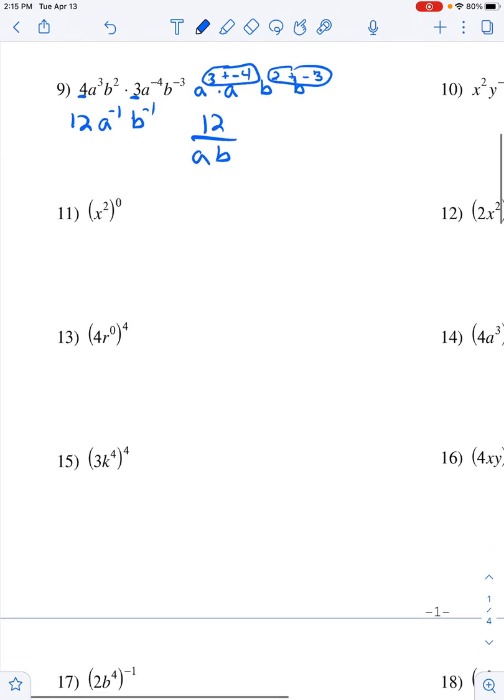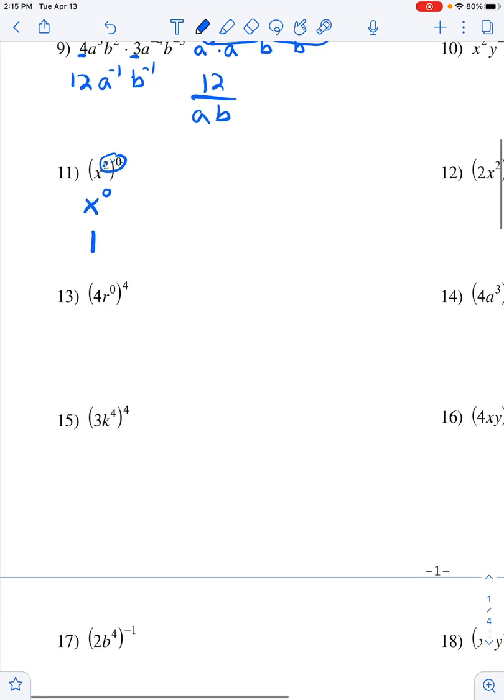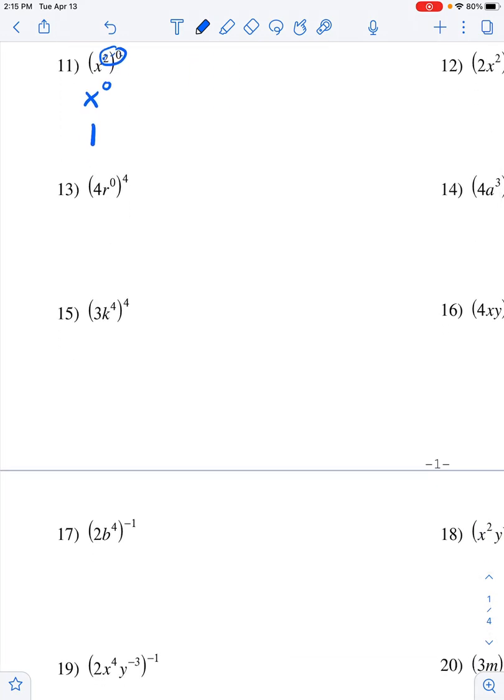Okay, here we would multiply. I'm raising a power to a power, so I'd multiply. So 2 times 0 is 0. Any number to the 0 power is 1. Here, we have a power of 1, so we're going to go 4 times 1. So that's 4 to the fourth power. And then 4 times 0 is 0.